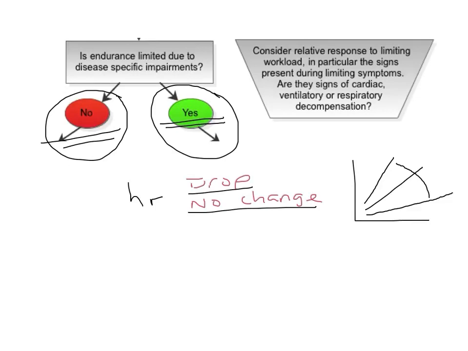I could say that if you've increased the metabolic equivalent by at least 1 MET, a 1 MET increase, there should be an increase in heart rate. And if there isn't, if there's no change or if there's a drop, then this is concerning. So I will circle it in red.